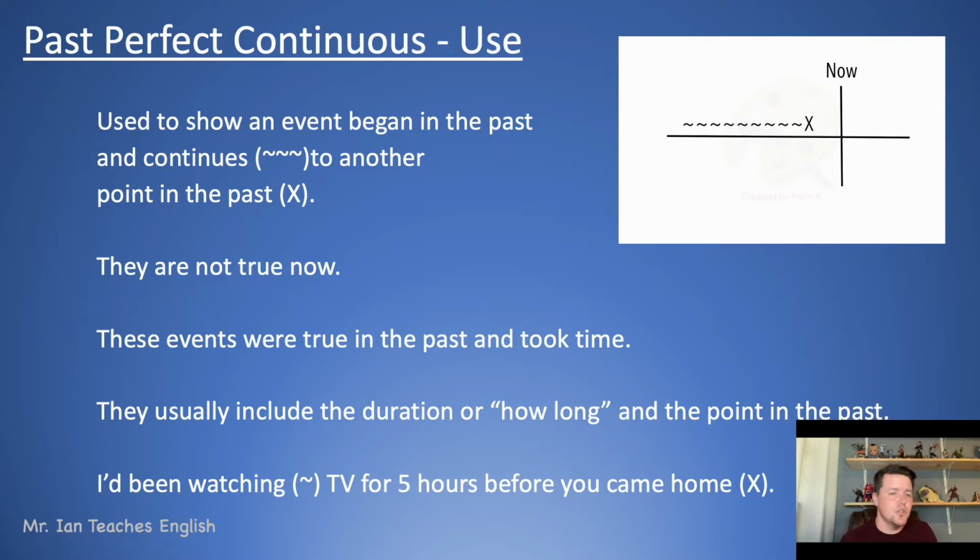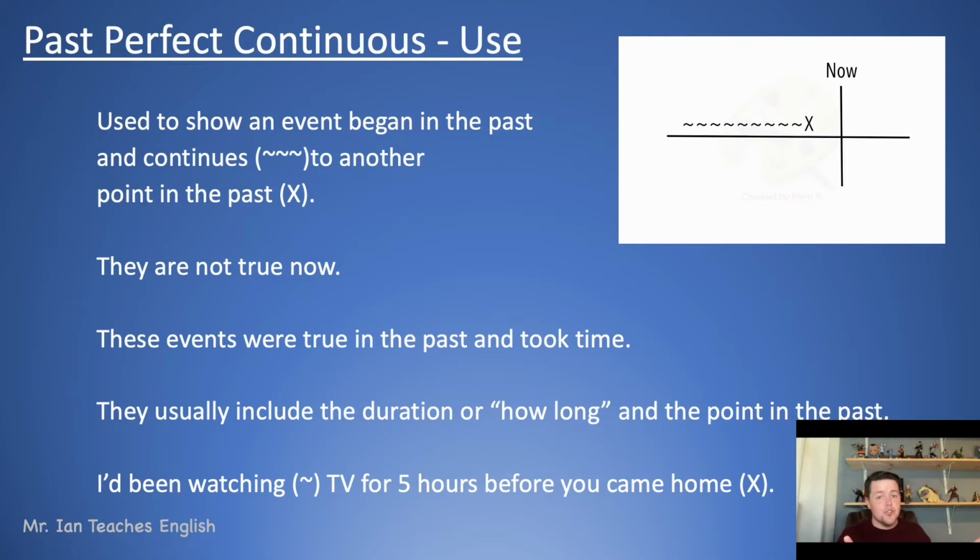All right, now how is it used? So remember, the past perfect continuous, the name shows us the pattern. The past perfect continuous is used to show an event that began in the past and continues to another point in the past. So this, like the past perfect, this happened before something in the past. And like the past continuous, it happens at the same time as something in the past. So put those two ideas together and you have something that began before a time in the past and continued up to that point in the past.